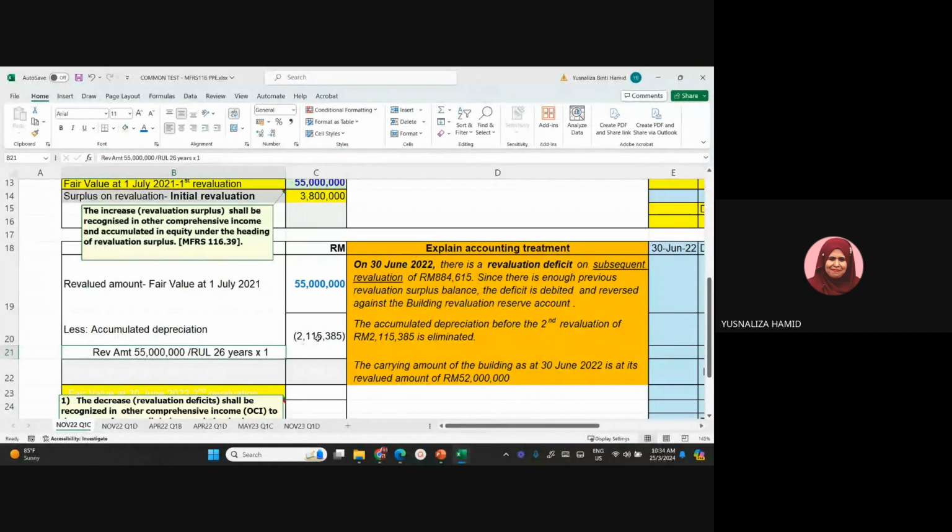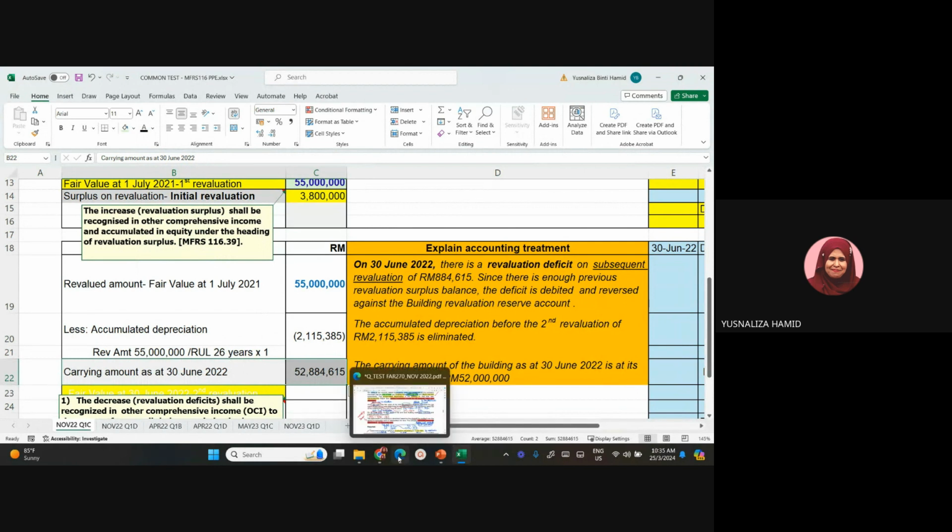And therefore, you got 2,115,385. So this one is the accumulated depreciation starting from 1st of July up until 30th of June 2022. You reduce that, and therefore you will be able to find what is required in the question, which is the carrying amount as at 30th of June, and that is the requirement here.